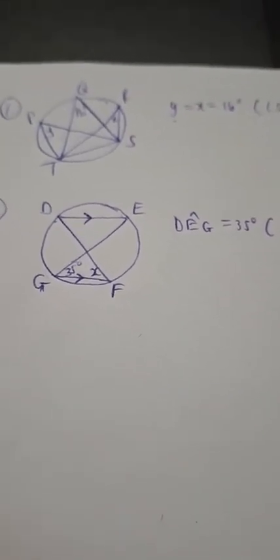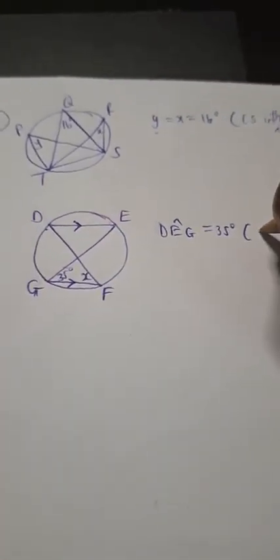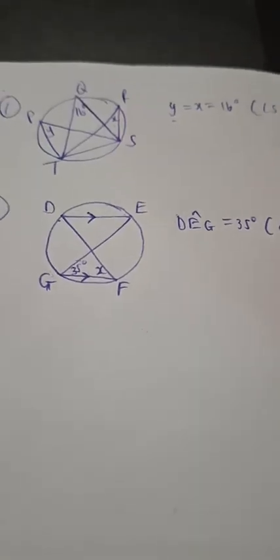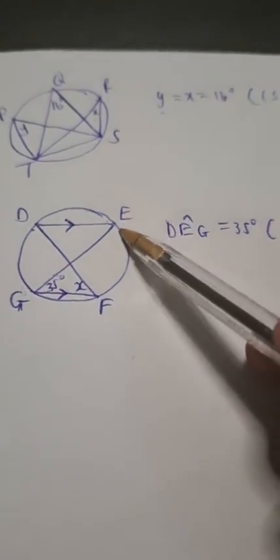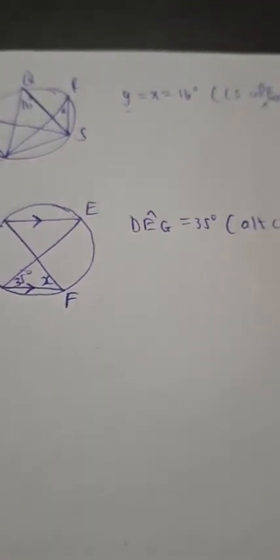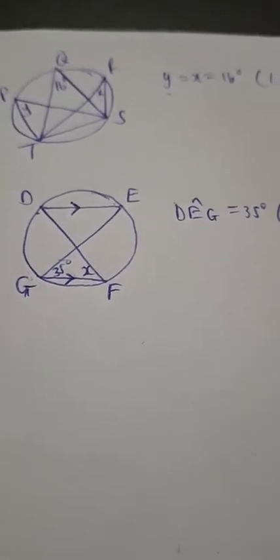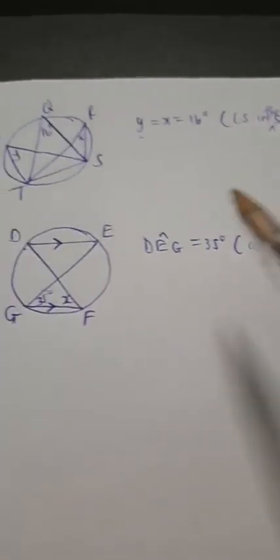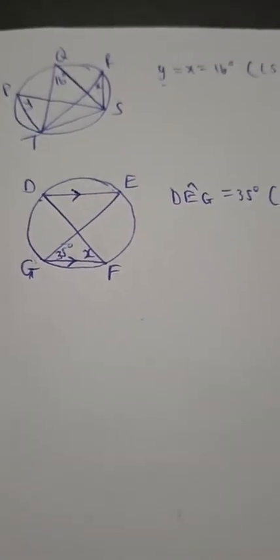But then when you say that DEG is equal to 35 degrees, you are saying why: alternate angles. And what you don't want to forget is stating the lines that are parallel after saying alternate angles. So you are going to say DE is parallel to GF. Very important.